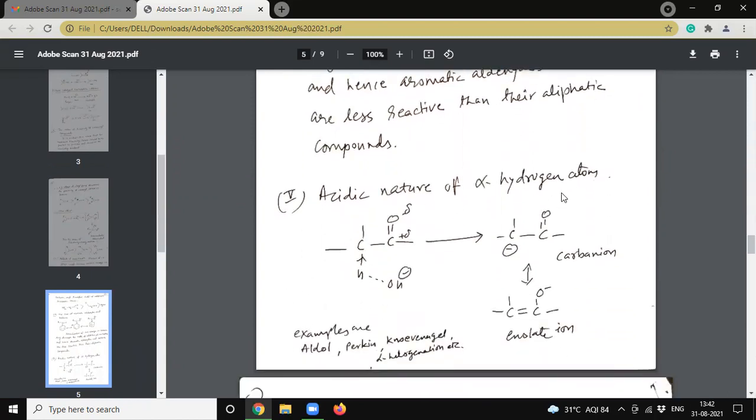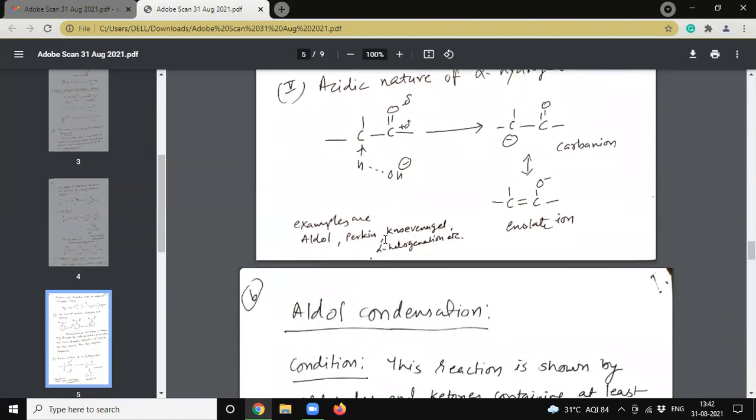Acidic nature of the alpha hydrogen atom. See here how it forms the enolate ion. And examples are aldol, Perkin, Knoevenagel, and alpha halogenation, etc.